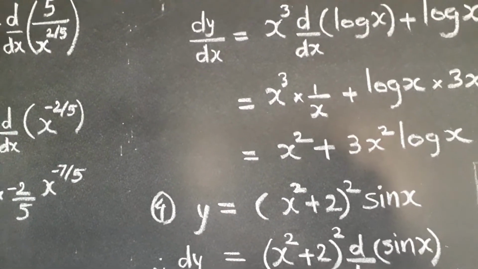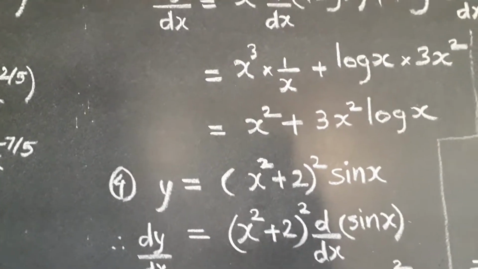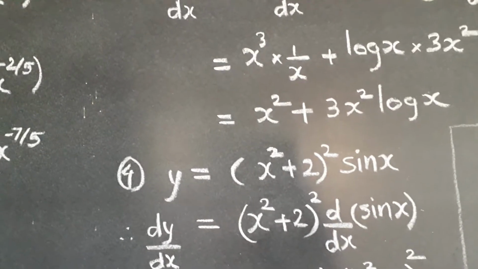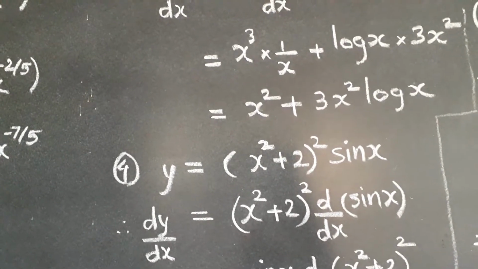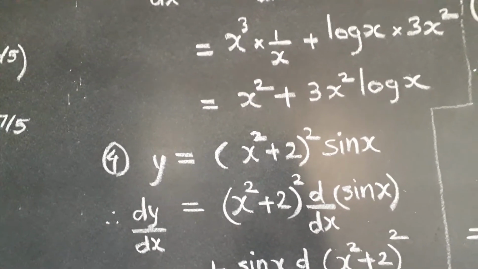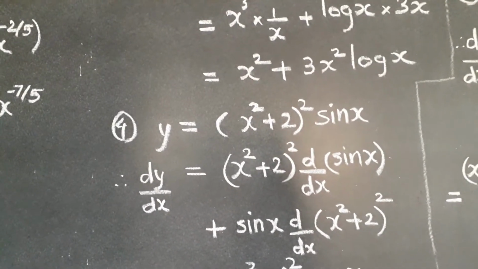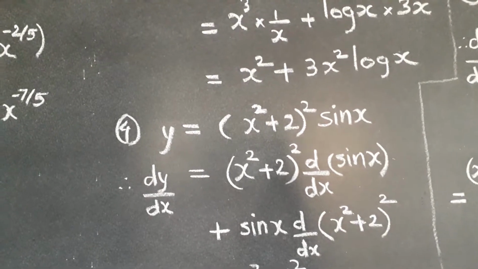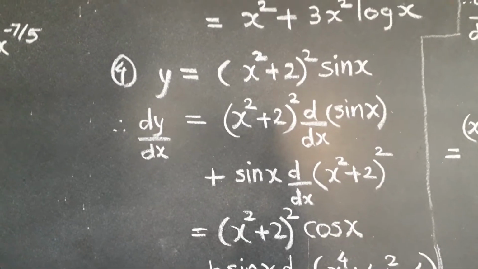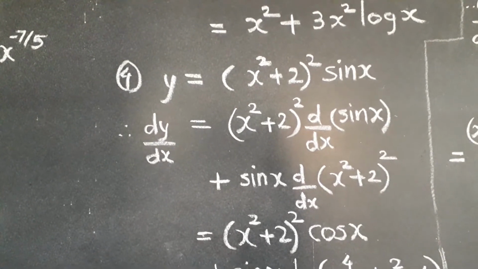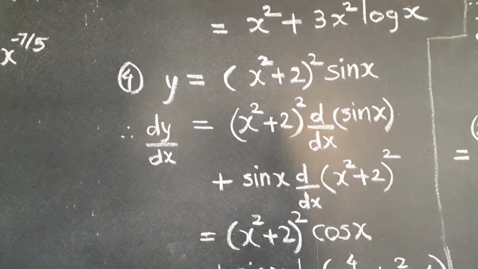There is no constant coefficient we can see to take out, and hence we will make use of the product rule here. The product rule says that dy by dx equals the first factor as it is multiplied by the derivative of the second factor, plus the second factor multiplied by the derivative of the first factor. In the next step we write the first factor as it is multiplied by the derivative of sin x. The derivative of sin x is directly known to you, which is cos x.